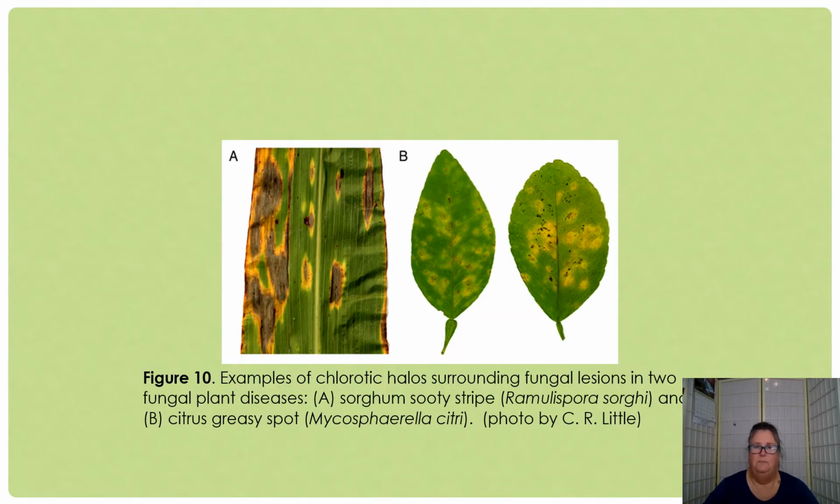Sometimes in a lesion we'll get what's called a chlorotic halo. The lesion is the dark part, the black or the brown part, and around it is this yellow halo. So that's called a chlorotic halo surrounding the fungal lesion. Chlorotic means yellow, a yellowing of the cells. This is sorghum, which is a monocot leaf, and then this is citrus greasy spot.